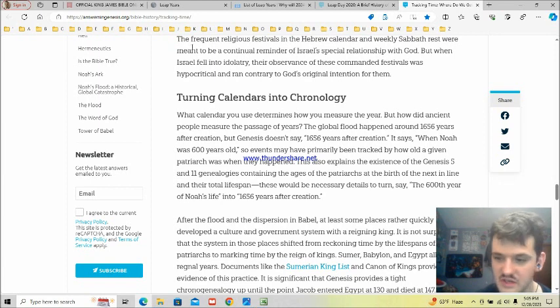Okay, now let's keep reading this. So, the festivals in the Hebrew calendar, the new moon and Sabbath, were mentioned as continual reminders of Israel's relationship with God. But when Israel fell into idolatry, their observance no longer reflected God's original intention for them.